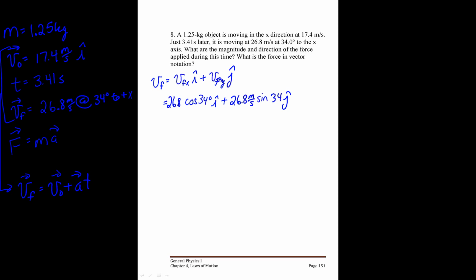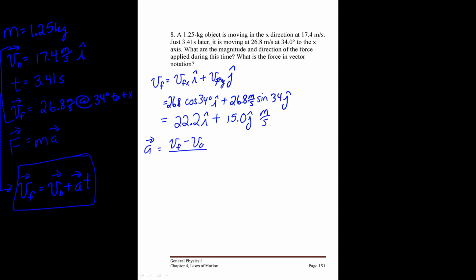All right, so that'll give me my final velocity in vector notation, and that works out to be 22.2 I plus 15.0 J. That's in meters per second. All right, so that's my Vf. Now I can find my acceleration from this equation. My acceleration equals Vf minus V naught over t.